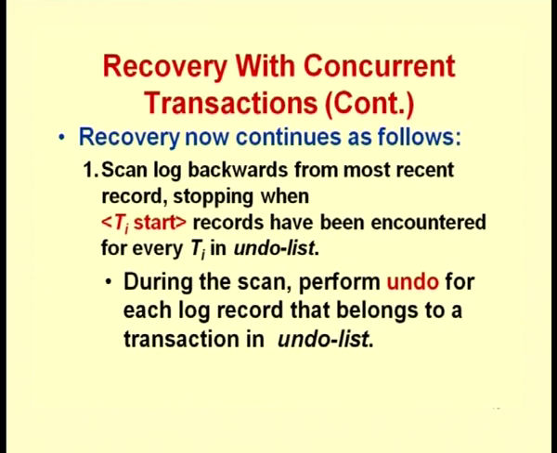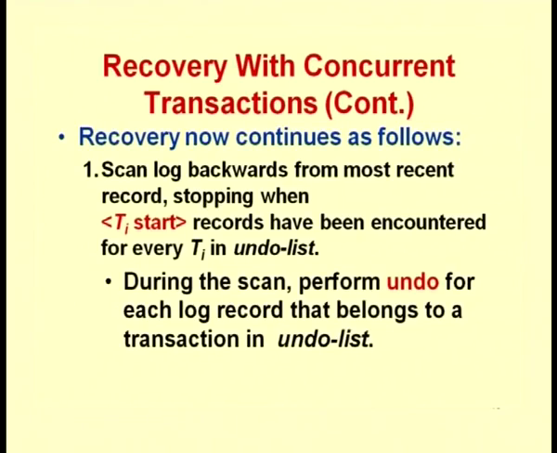Now, recovery continues as follows. Again you scan the log backwards from the most recent record, stopping when the Ti start records have been encountered for every Ti in the undo list. So, you keep scanning backwards till you reach a Ti start for every transaction. Before we had only one transaction, now we have concurrent transactions.